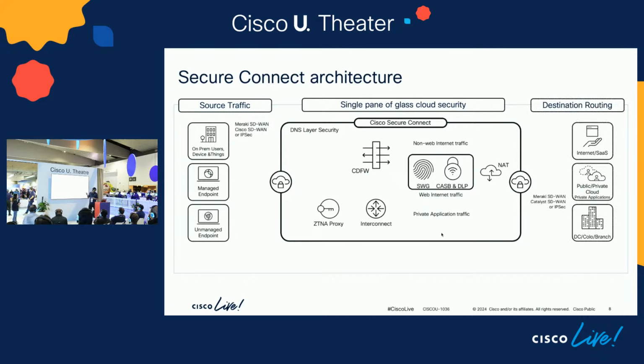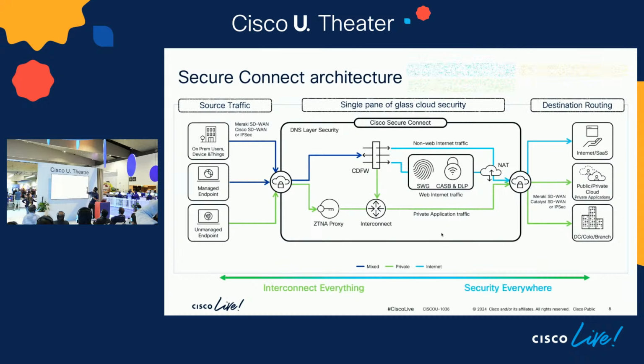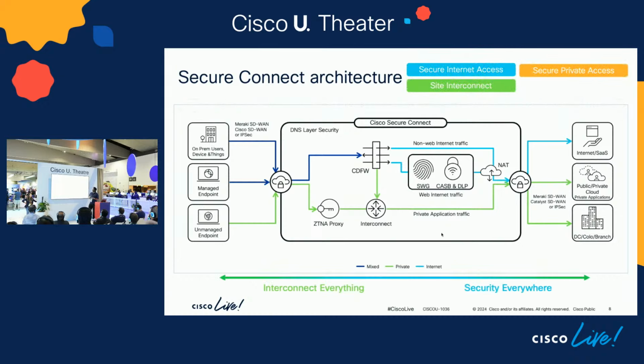On the right-hand side, you can see different applications and services. You can have any service running on the internet, maybe a SaaS-based application, public and private cloud infrastructure, your DC locations, or third-party co-location facilities. All different types of users and locations can connect to this fabric to achieve these three outcomes. On the top right corner: secure internet access, secure private access, and site interconnect. So let's have a quick overview of these three use cases before we jump into the technical architecture.